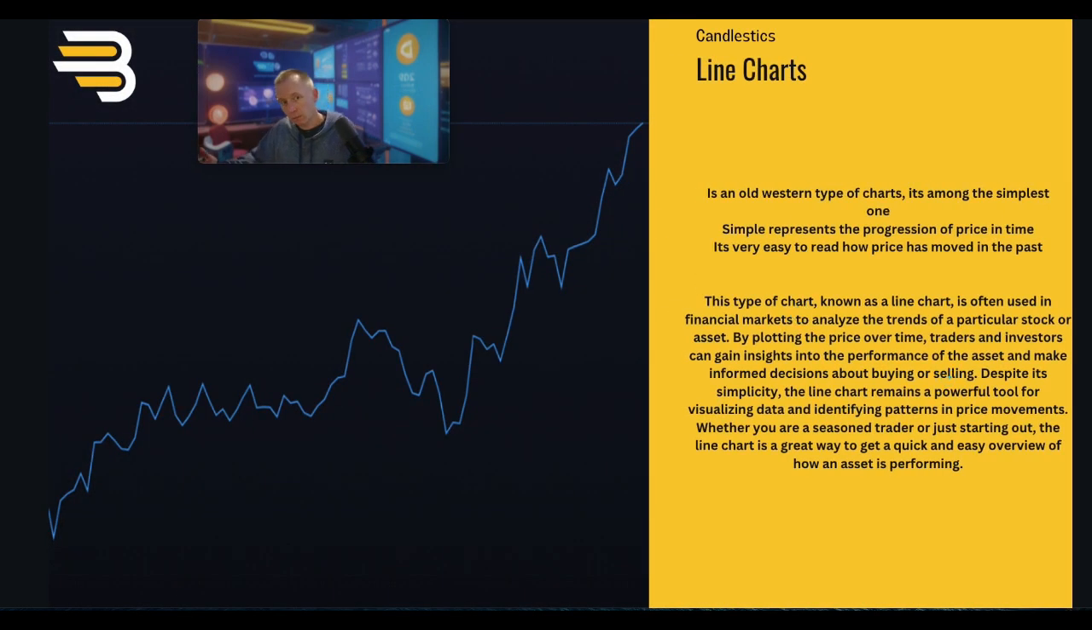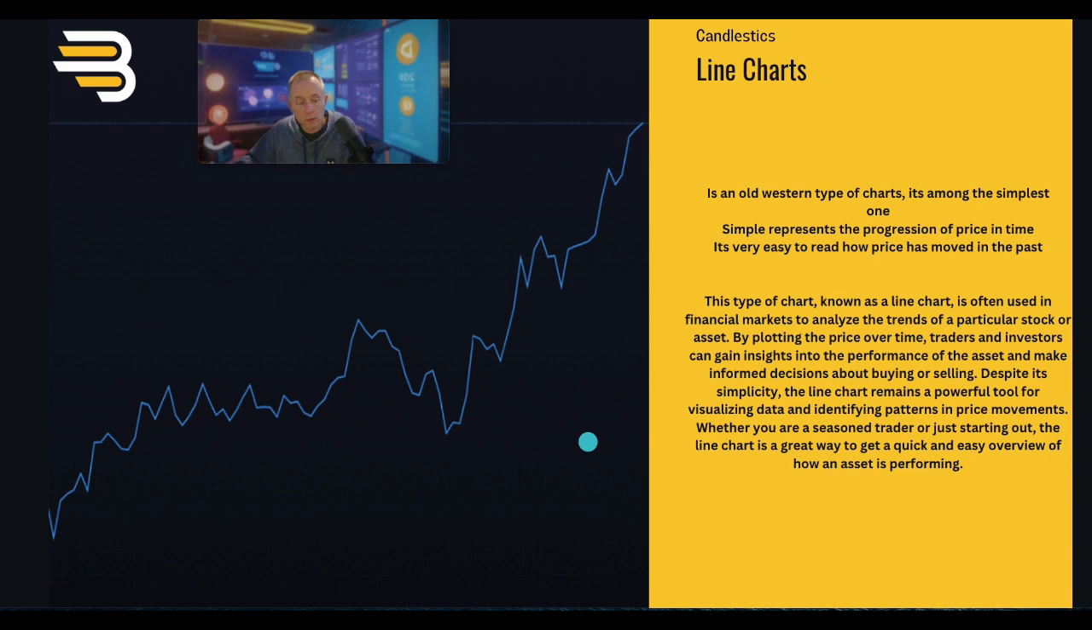Now we're just going to talk very briefly about the different types of charts. We'll be mainly using just one type of chart, which will be a bar chart or a candlestick chart. We'll get to that. But going back, this is what's generally referred to as a line chart. It's an older Western type of chart, among the simplest ones. It simply represents the progression of price over time, right?